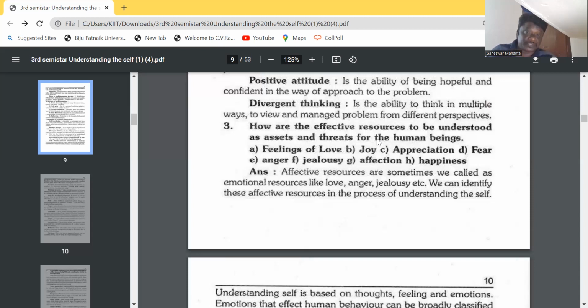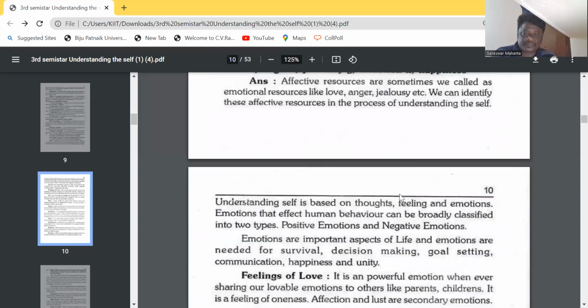We can identify these affective resources in the process of understanding the self, based on thoughts, feelings, emotions. Emotions that affect human behavior can be broadly classified into two types: positive emotions and negative emotions. Emotions are important aspects of life. Emotions are needed for survival.